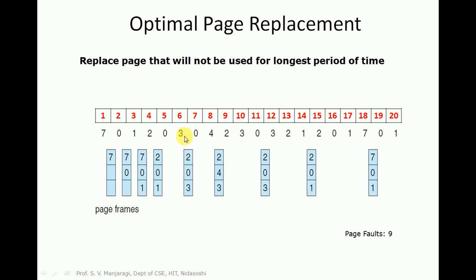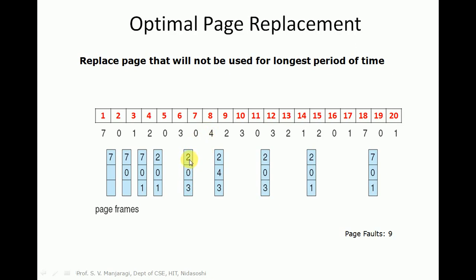Now the next page we are referencing is 0. 0 is already present in the memory, no page fault occurs here. Then we will go to the next page, that is 4. So 4 is not there in the memory. Again page fault occurs and we need to go for the replacement. So which page we replace here? So that we need to decide.